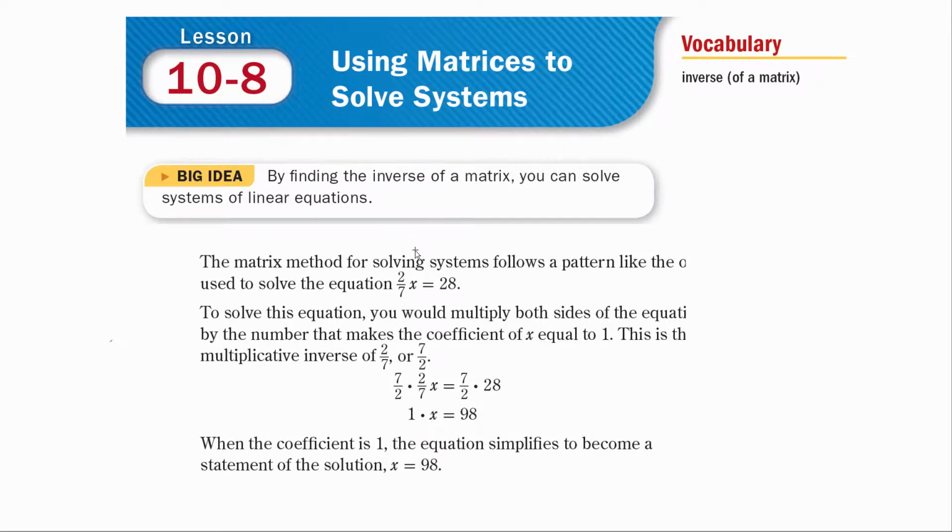The idea of an inverse, we've used it when we solved for x. Here's a quick example in the text, which is 2/7 times x equals 28. To find out what x is, we multiply by the multiplicative inverse of 2/7. That's 7/2, because we want to create a 1 times x, which equals 98. That's kind of the idea when we look at solving a matrix for systems.